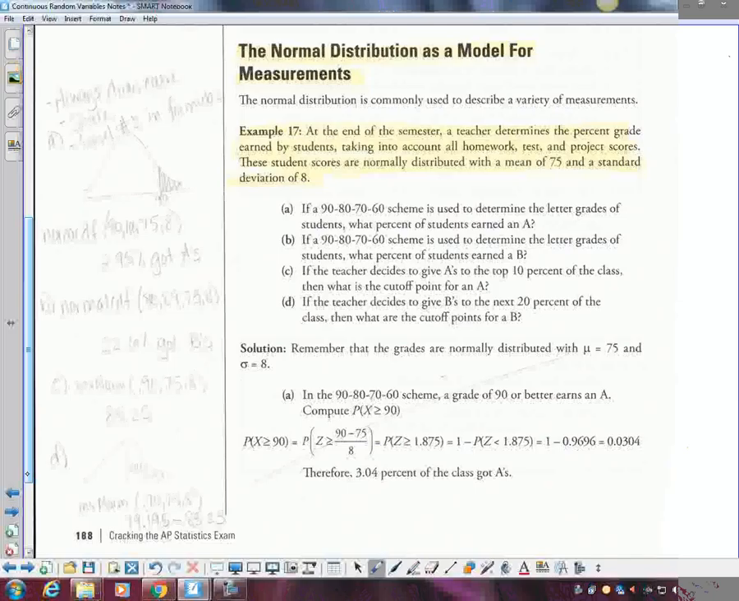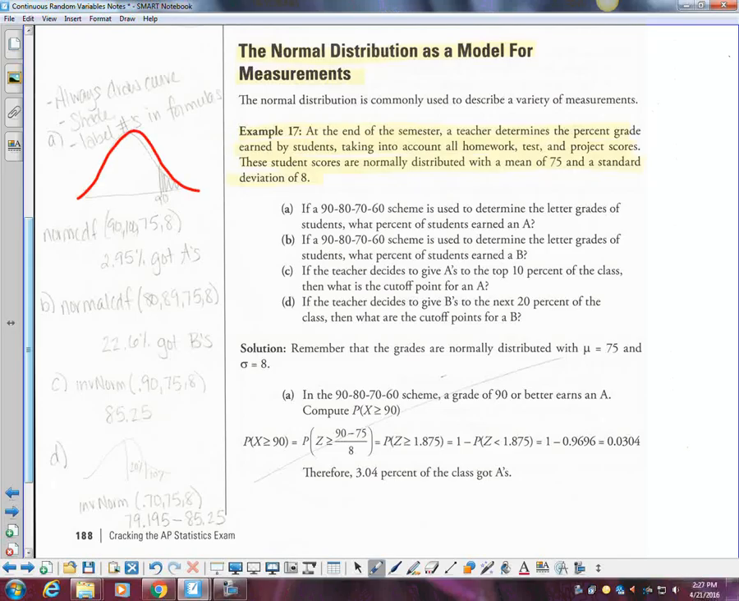Example 17, at the end of the semester, a teacher determines the percent grade earned by students, taking into account all homework, tests, and project scores. These student scores are normally distributed with a mean of 75 and a standard deviation of 8. If a 90, 80, 70, 60 grading scale is used to determine the letter grades of students, what percent of students earned an A? So, you should see your curve, and you're chopping it off at what? 90. And an A would be which way? To the right.